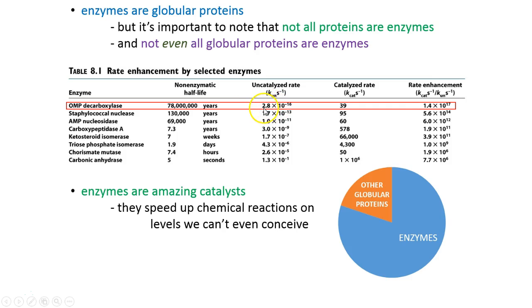It would take 28 and follow that with 15 zeros seconds for a single reaction to occur. That's a long, long time. 28 followed by 15 zeros worth of seconds for one of these reactions to occur. Add the enzyme, and you get 39 reactions every second. An incredible rate of enhancement.